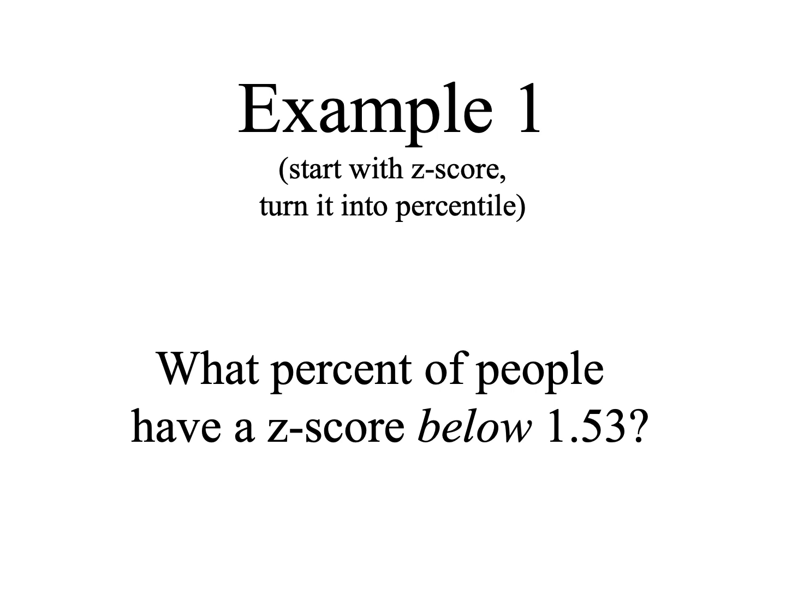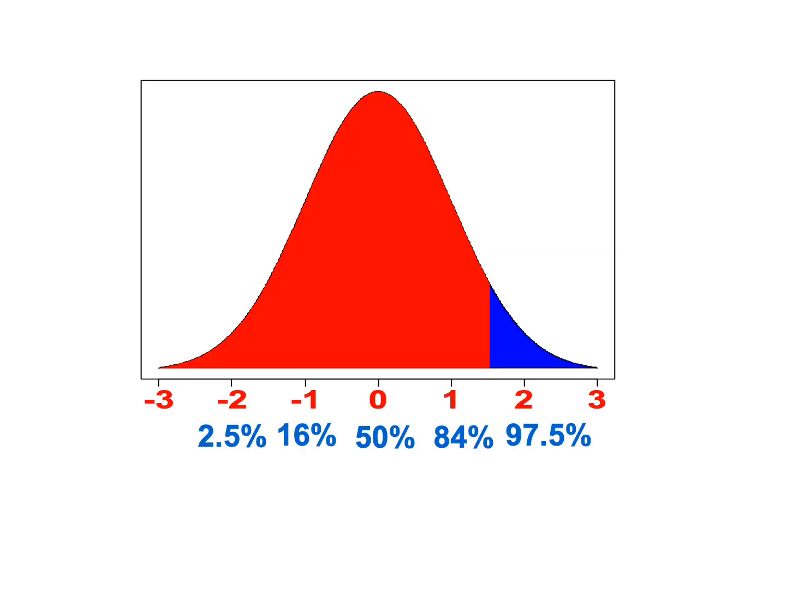Okay, so now I will show you how to use the table. If you start with the z-score and you need to turn it into a percentile. Here is a question we will use. What percent of people have a z-score below 1.53? The first step is to make a sketch of the normal distribution and fill in the z-scores and percentiles.